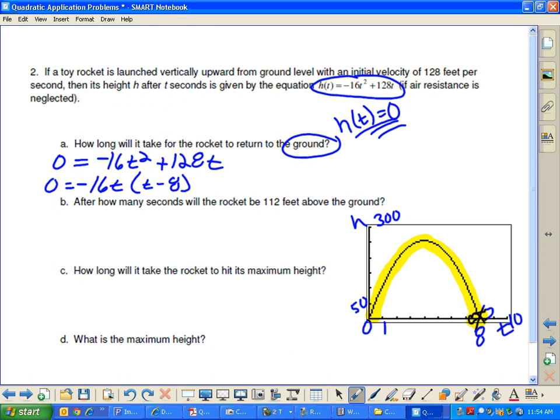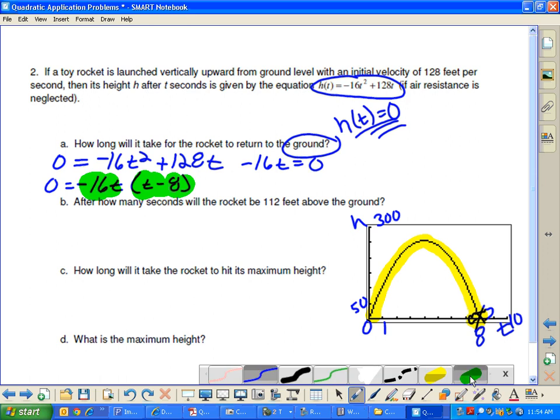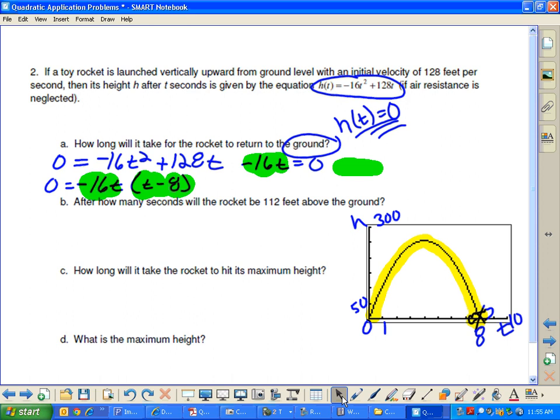Now I use my zero product property. I have two things multiplied together to equal 0. That means one of those things or both must actually be 0. So I set negative 16t equal to 0. And then I also have to set t minus 8 equal to 0. Divide both sides by negative 16. Oh yeah, t equals 0.